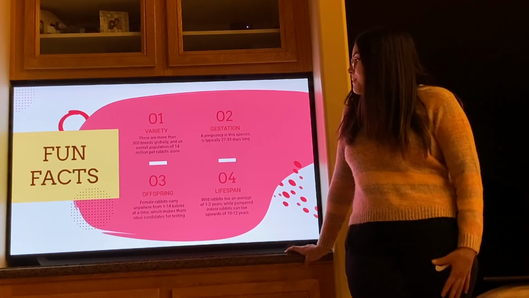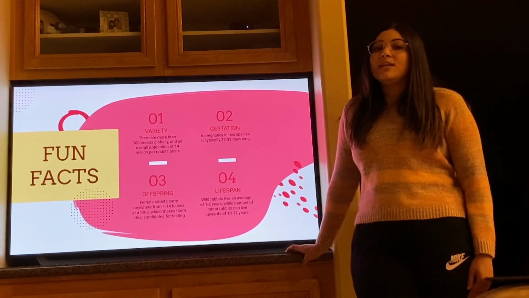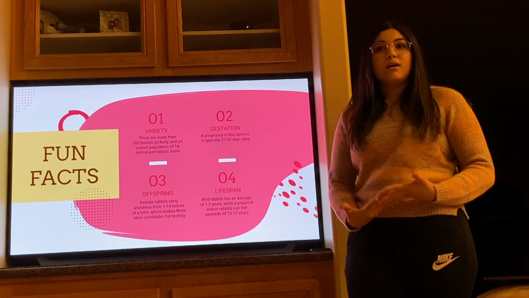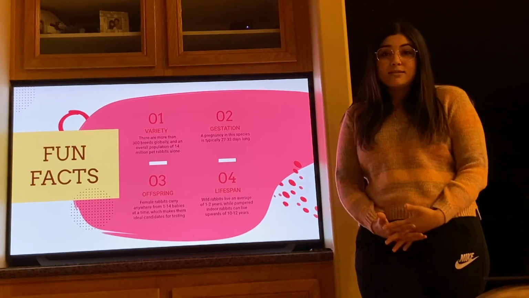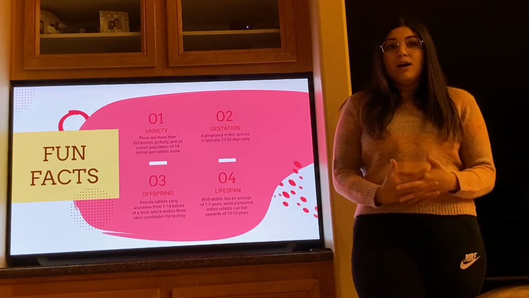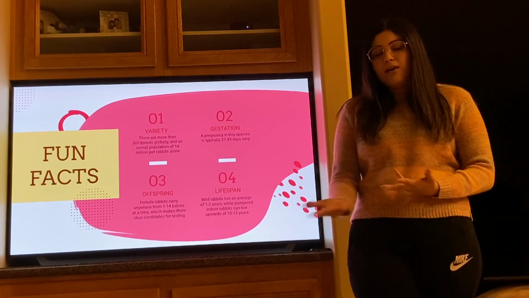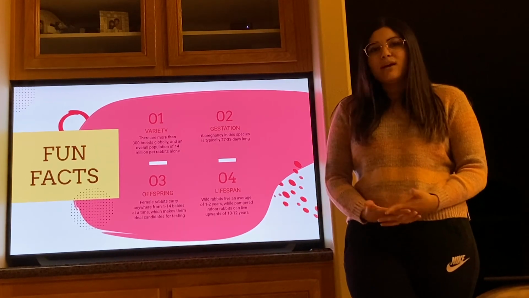Now let's talk about the offspring. Female rabbits can have anywhere from 1 to 14 babies per pregnancy, which does make them ideal candidates for testing because they do multiply fast, so you do have a lot of product to use when testing.